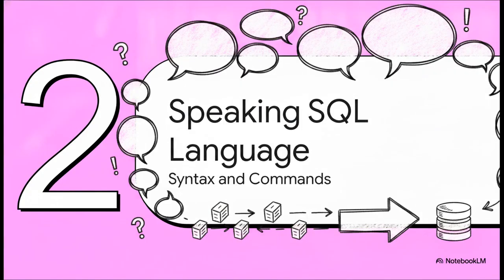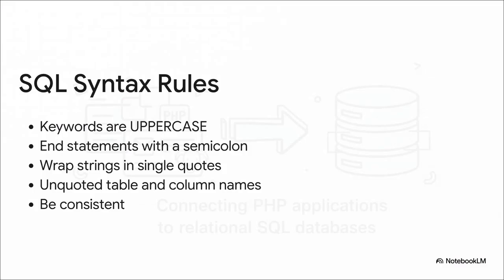Which brings us to part two, speaking the SQL language, syntax and commands. Now, to successfully ask our database questions or give it new data, we have to speak its language. The good news? SQL is incredibly logical. There are just a few quick rules of the road we need to fire off. First, we write our keywords in uppercase, words like SELECT, FROM, and WHERE. Second, every statement finishes with a semicolon. When we're dealing with text strings, we wrap them in single quotes, but column and table names, leave those completely unquoted. Following these simple conventions makes your queries super easy to read at a glance. It's basically like writing a well-formatted sentence.